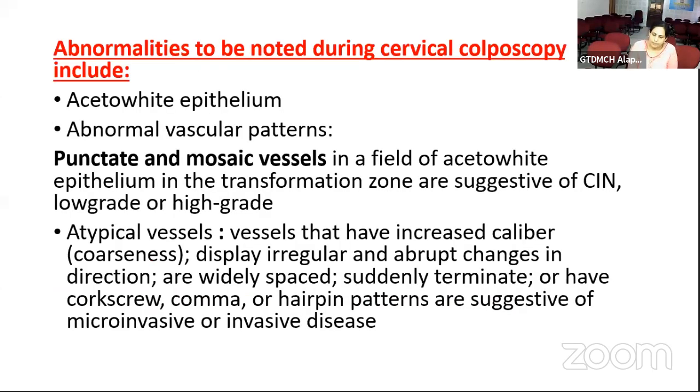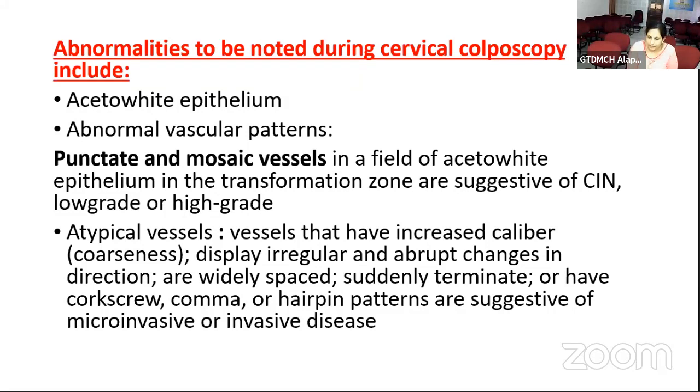So what are the abnormalities you can find in a cervical colposcopy? This includes acetowhite epithelium and abnormal vascular patterns. Abnormal vascular patterns include punctate and mosaic vessels in a field of acetowhite epithelium in the transformation zone, which are suggestive of low-grade or high-grade lesions.